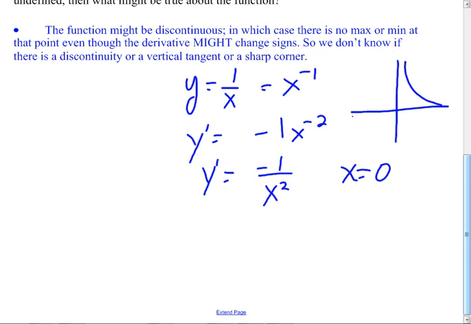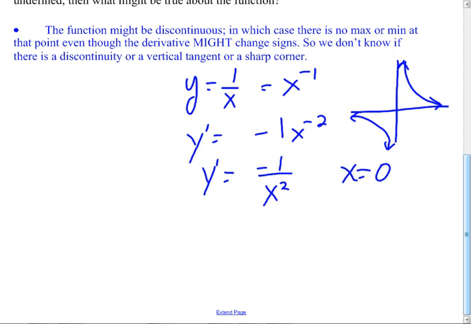There's some basic graphs you have to know. This is one of them. The function doesn't even exist at 0. So the derivative had better be undefined, right? Doesn't even make sense. So that's the problem. You could have a discontinuity.